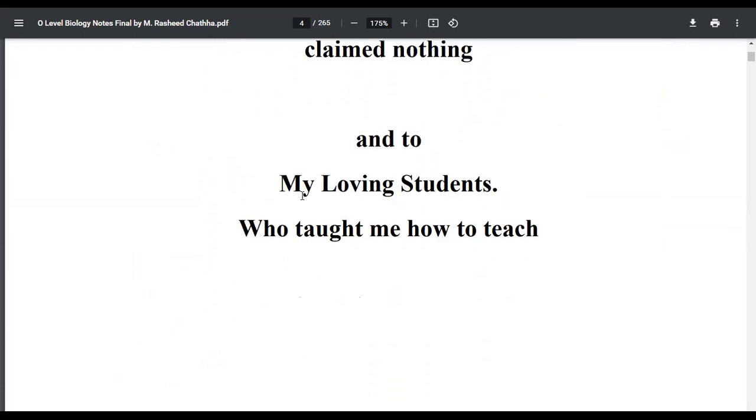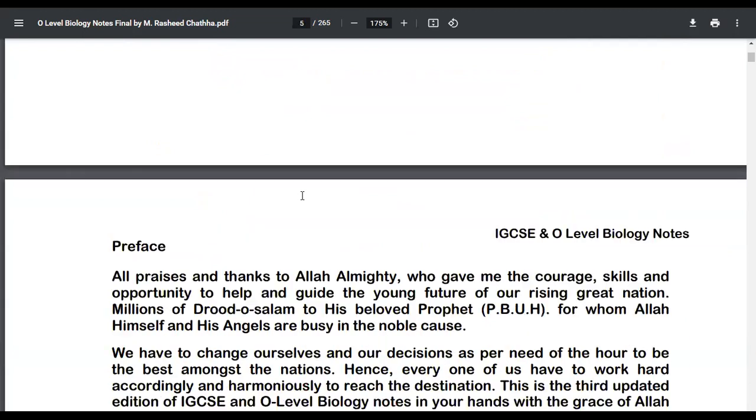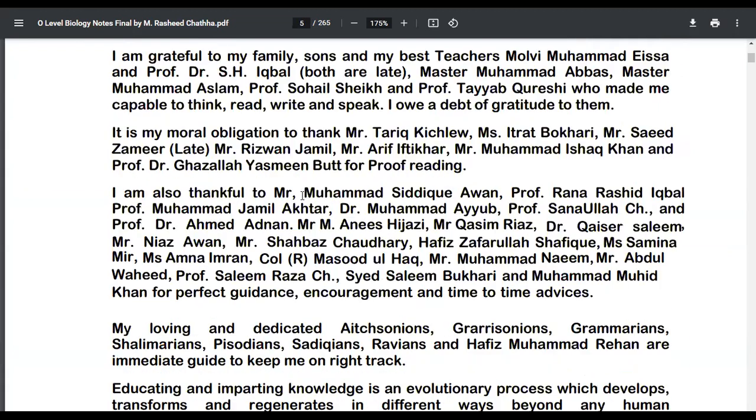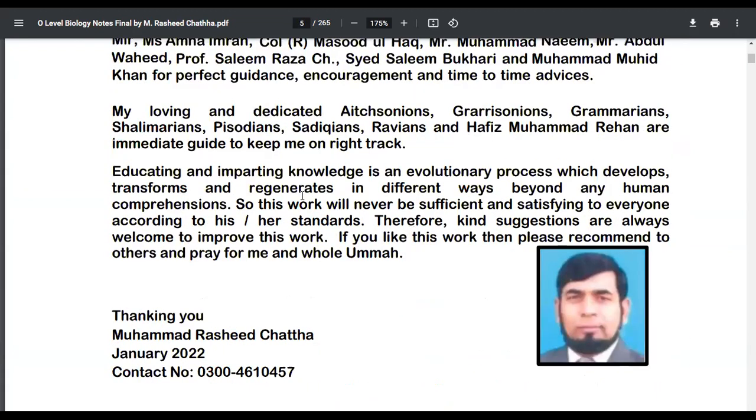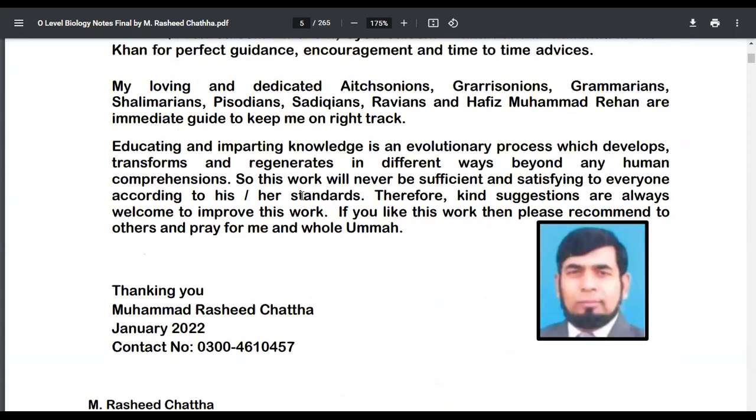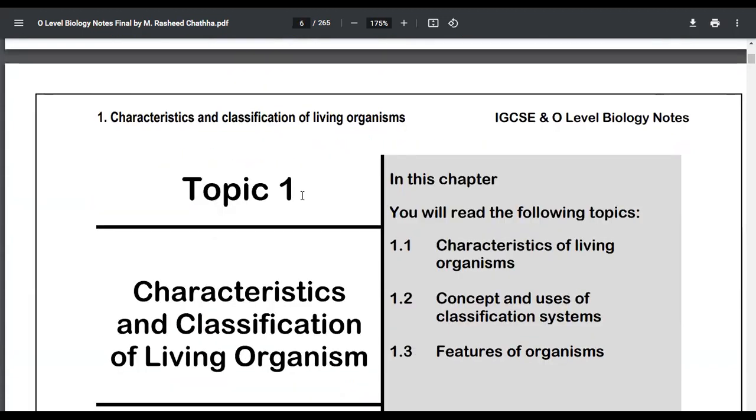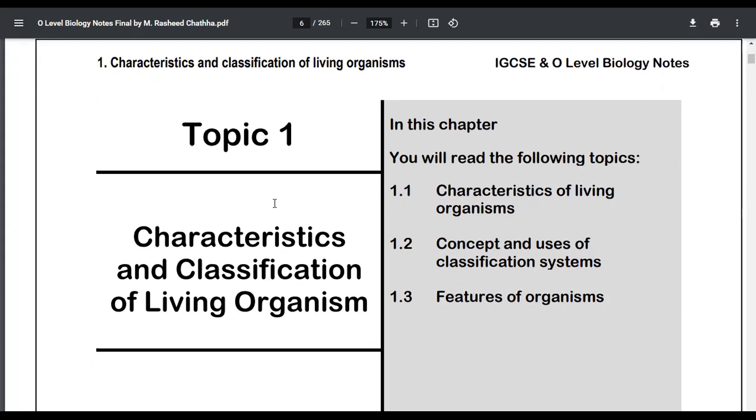It's a wonderful book, cheap in the market as compared to the imported books, and very simple. It's equally good for the students, their parents, and new teachers of biology as well. So the teachers can also benefit from this one. Today we are going to study the characteristics and classification of living organisms.